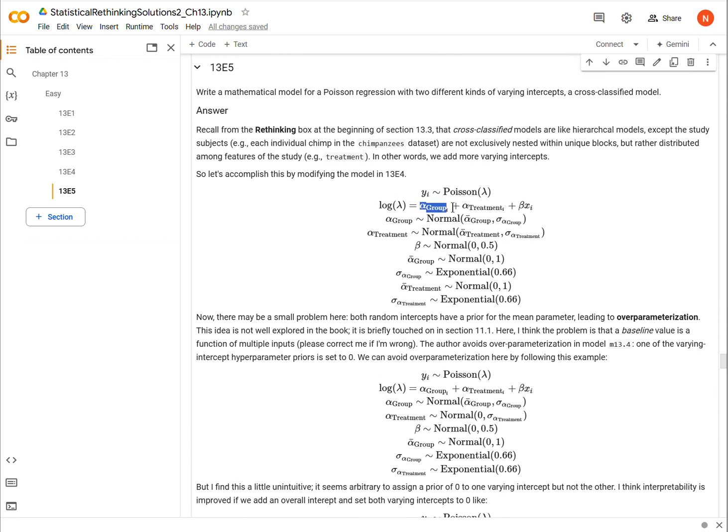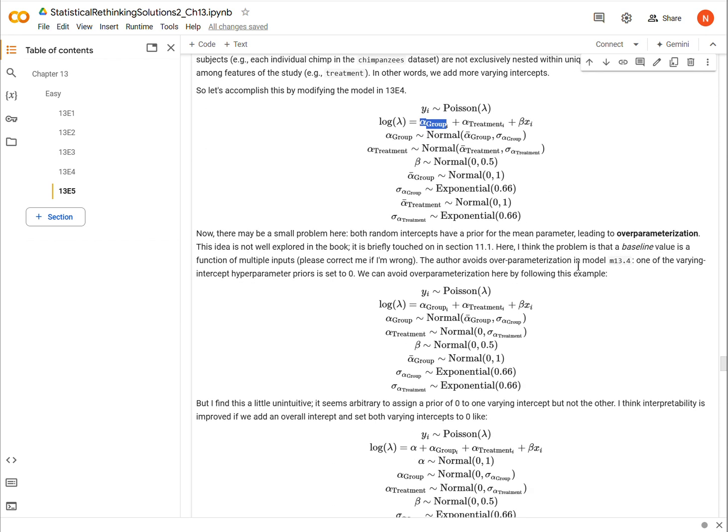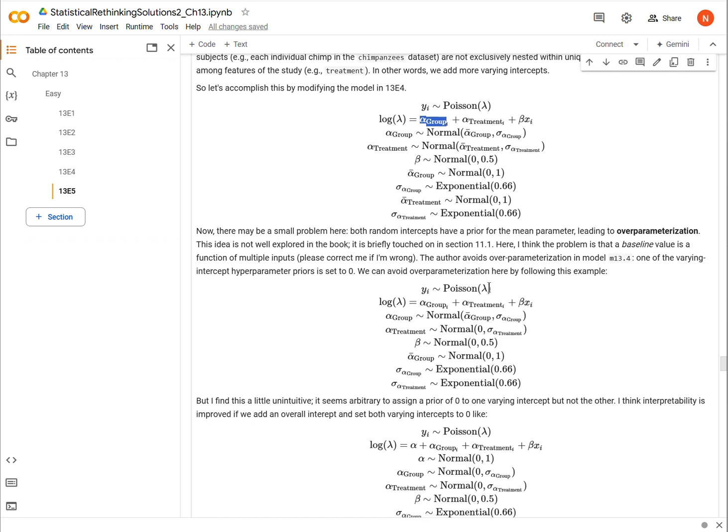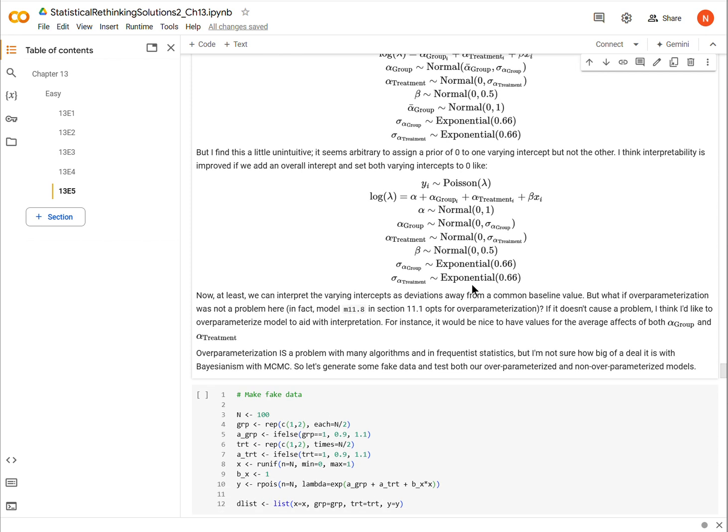And so what I'm going to do is code up each of these models and try to see if the overparameterization is causing the problem. The reason that I'm skeptical of it causing a problem is because I think in section 11.1 there's an example where one of the models is overparameterized, but everything works out fine. Okay, I think I've said enough about that.